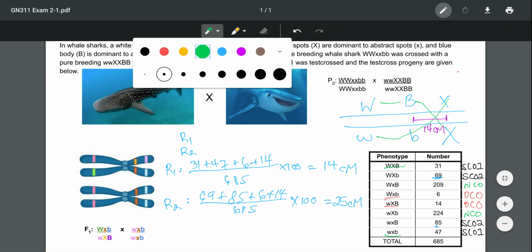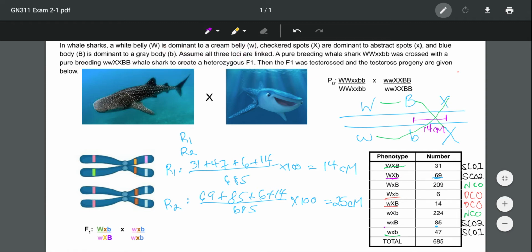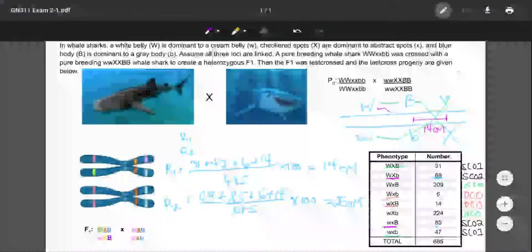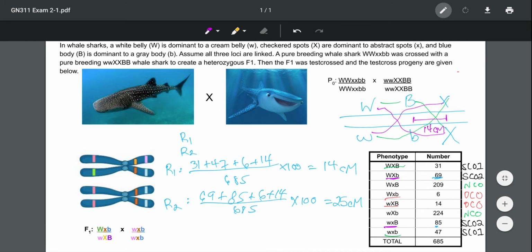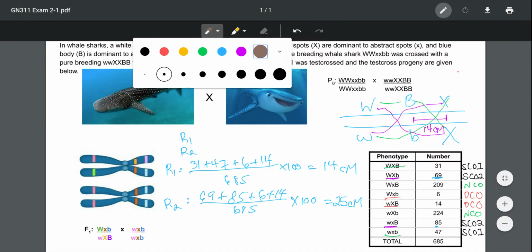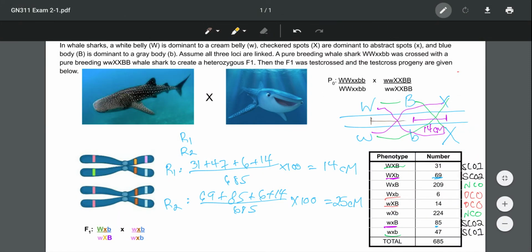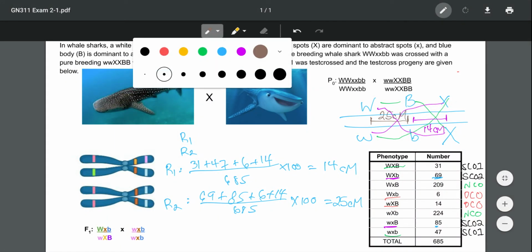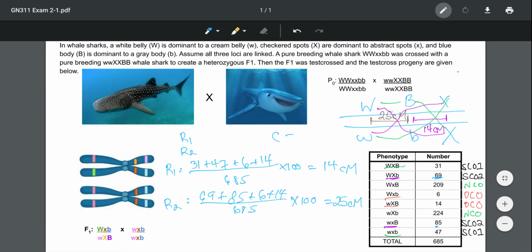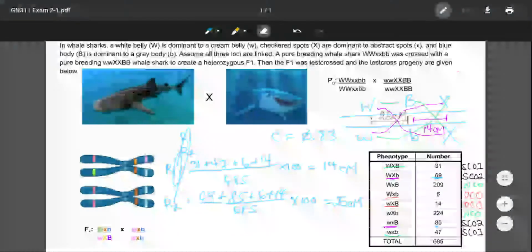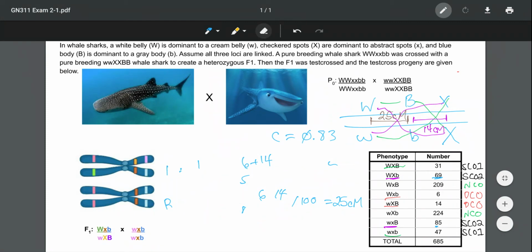And if we go ahead and map that, let's choose purple. That means that we're going to be crossing over right there. So that means that our value for R2 is going to be in between here, which is about 25 centimorgans. And with this information, we were able to determine our coefficient of coincidence, which came out to be approximately 0.83. And using that coefficient, that's going to allow us to determine the frequency of each of the events occurring.